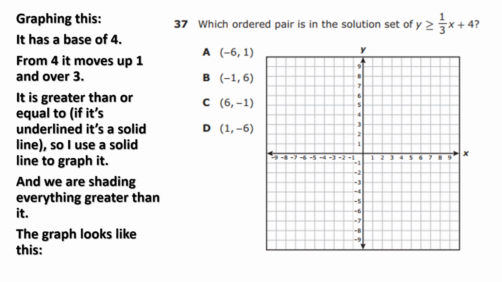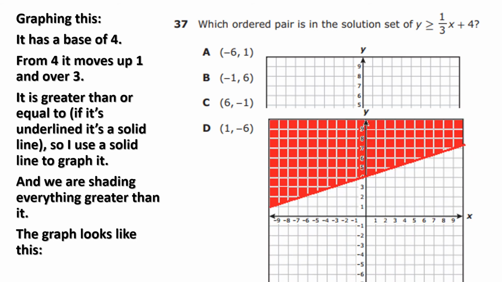For question 37, it said, which ordered pair is in the solution set of y is greater than or equal to 1/3 x plus 4? Well, graphing this, it has a base of 4. And from 4, it moves up 1 and over 3. It is greater than or equal to. If it's underlined, it's a solid line, remember? So I use a solid line to graph it, and we are shading everything greater than it.